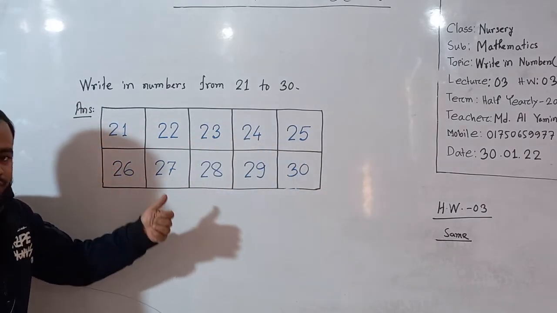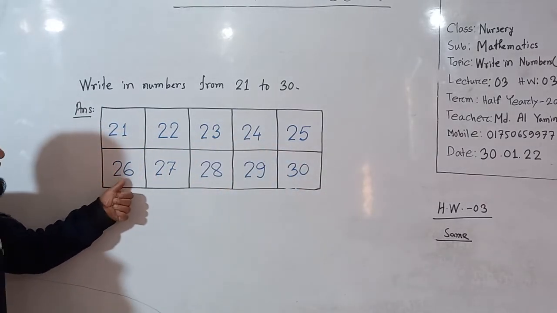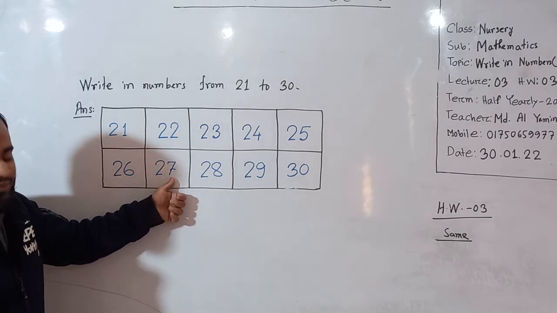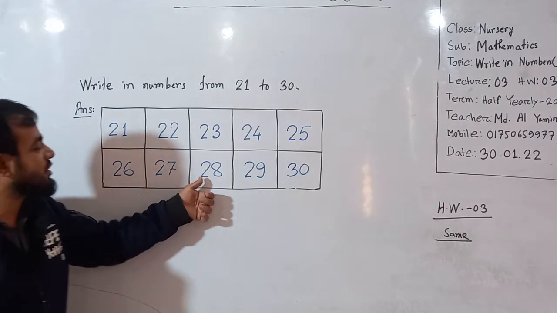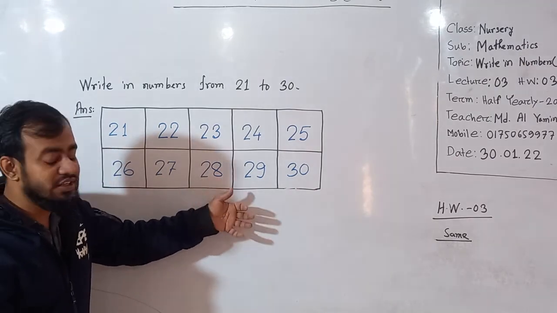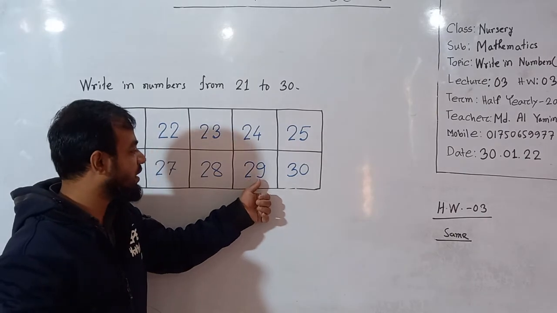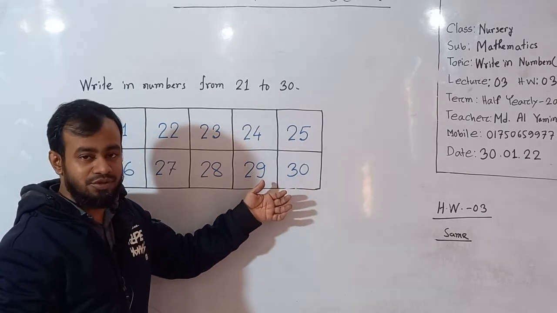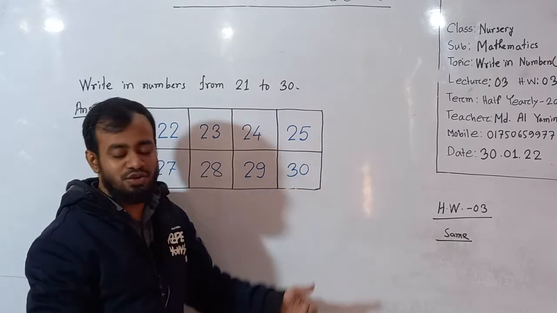The next number after 25 is 26. 2 and a 6 makes the number 26. Next one is 27. 2 and a 7 makes the number 27. The next number is 28. 2 and an 8 makes the number 28. After 28, the number that comes is 29. It's 2 and a 9. And the next number after 29 is 30. 3 and a 0 makes the number 30.